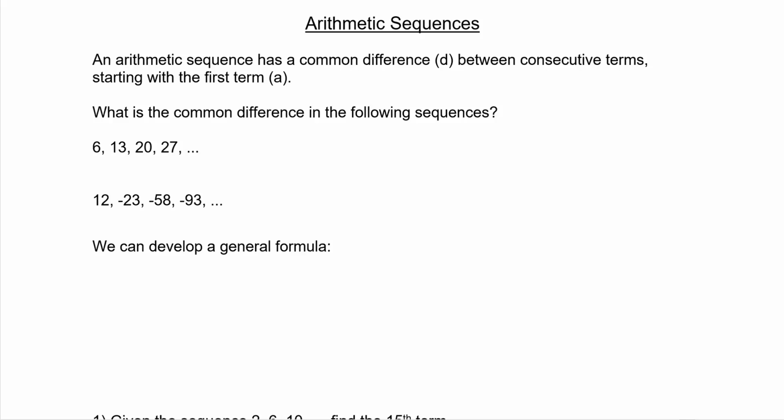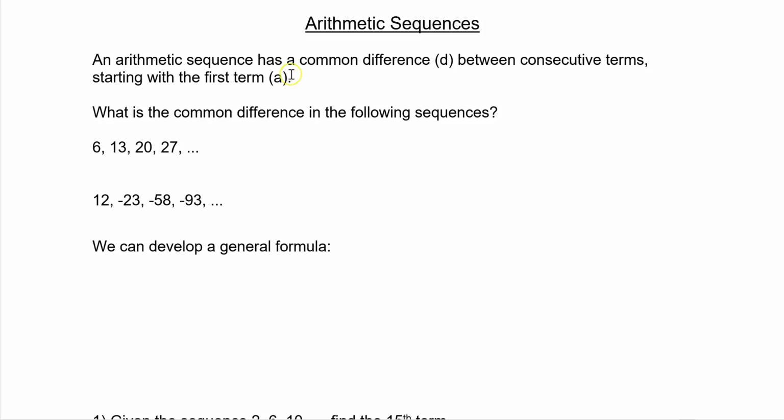In this unit, we'll be looking at sequences and series. Now, a sequence is essentially just a pattern of numbers. So right here, 6, 13, 20, 27 is a sequence. We'll first be looking at what are called arithmetic sequences.